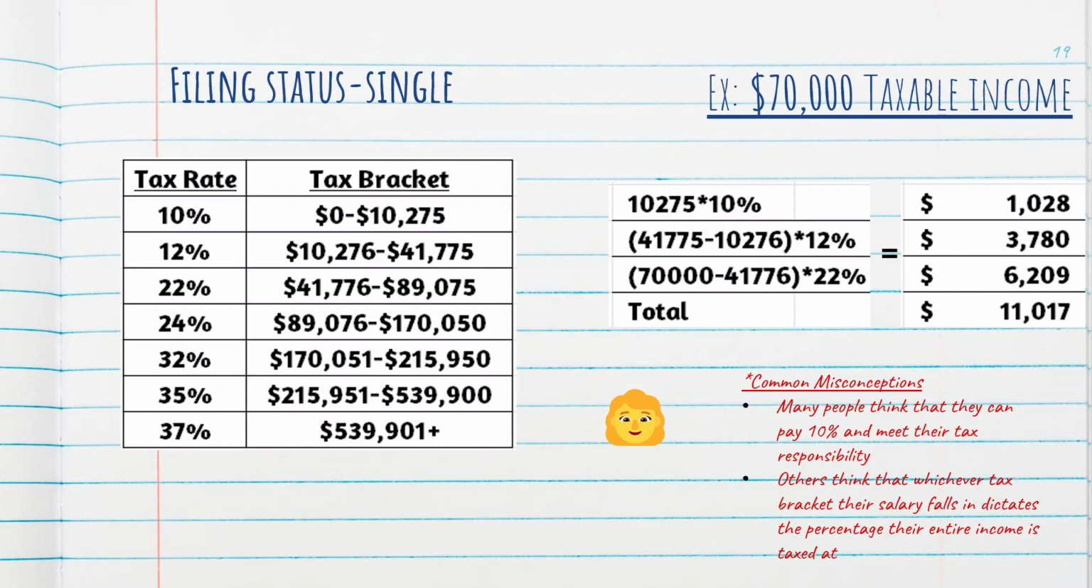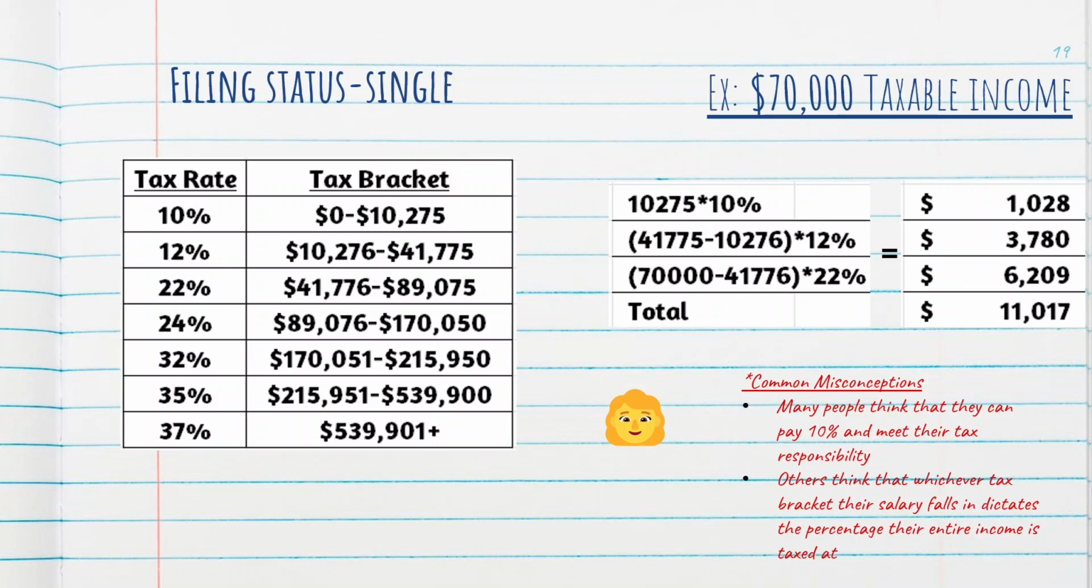Another misconception that I hear a lot is that people think that they can pay 10% of their taxable income, regardless of what it is, and meet their tax liability. And that is just not true. As we can see, if you make $100,000 a year, portions of that $100,000 are going to be taxed at a rate that is greater than 10%. So if you only pay 10%, you most likely are not going to have paid enough to meet that tax liability.